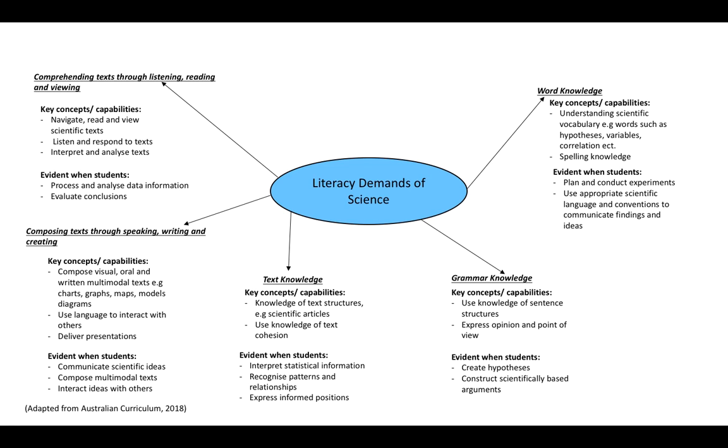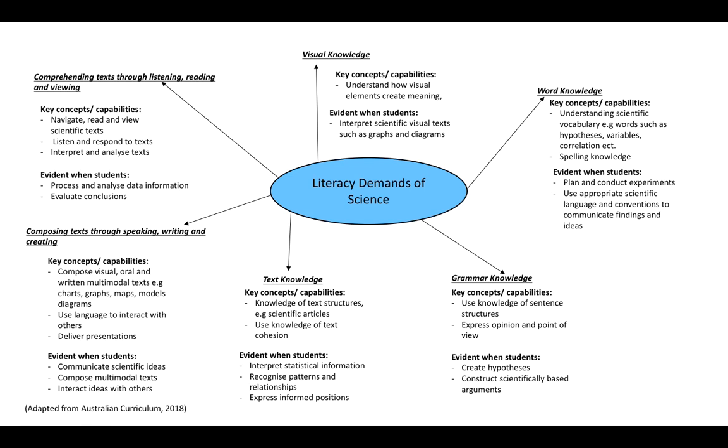Word knowledge is also a literacy demand of science. It includes understanding scientific vocabulary such as hypothesis, variables, correlation, and words like that, as well as spelling knowledge. When students plan and conduct experiments and use appropriate scientific language and conventions to communicate findings and ideas is when word knowledge of science is used.